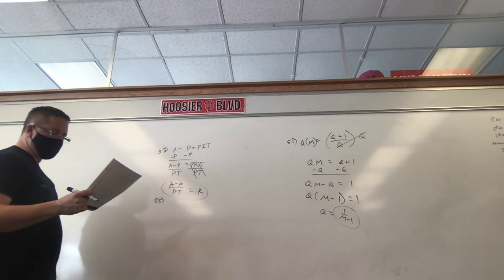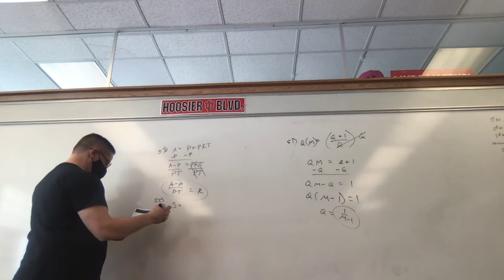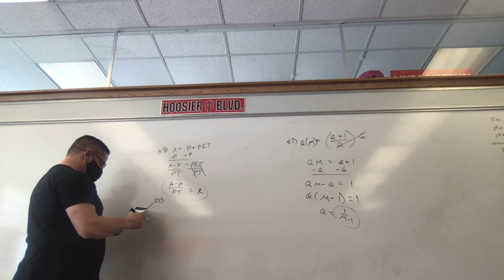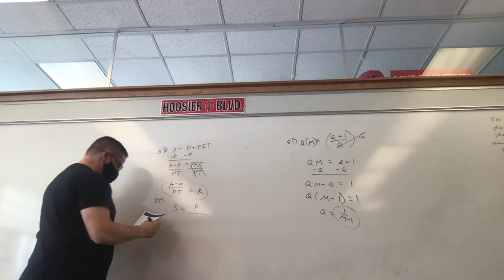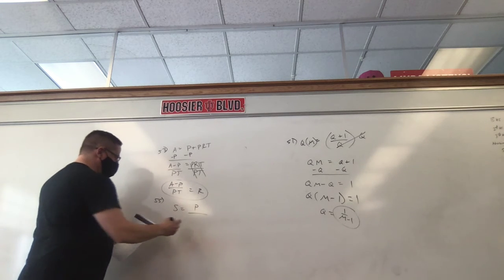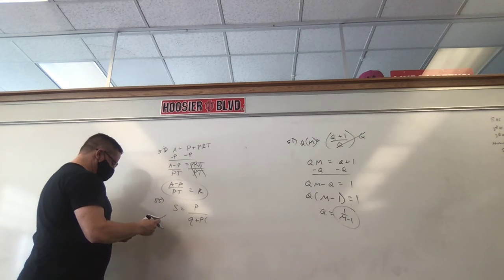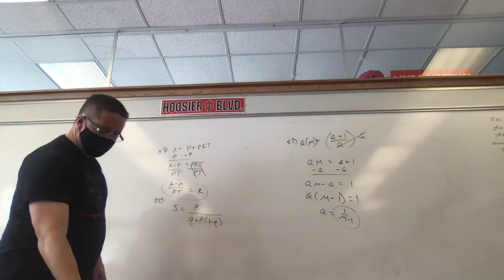Okay, so the surface area of a rectangular box, S equals... oops, that's 50. Hang on, let's do 55. Okay, so 55, S equals P over Q plus P times 1 minus Q. I'm going to solve that for Q.